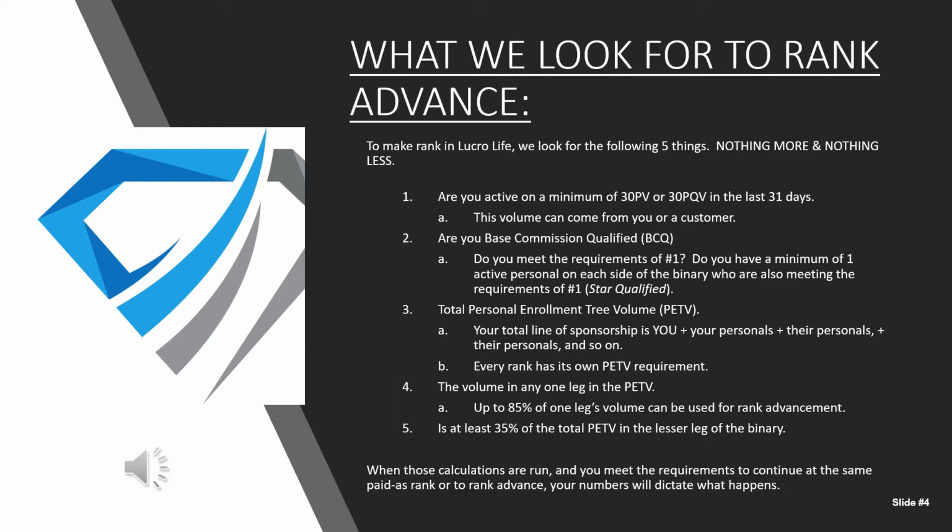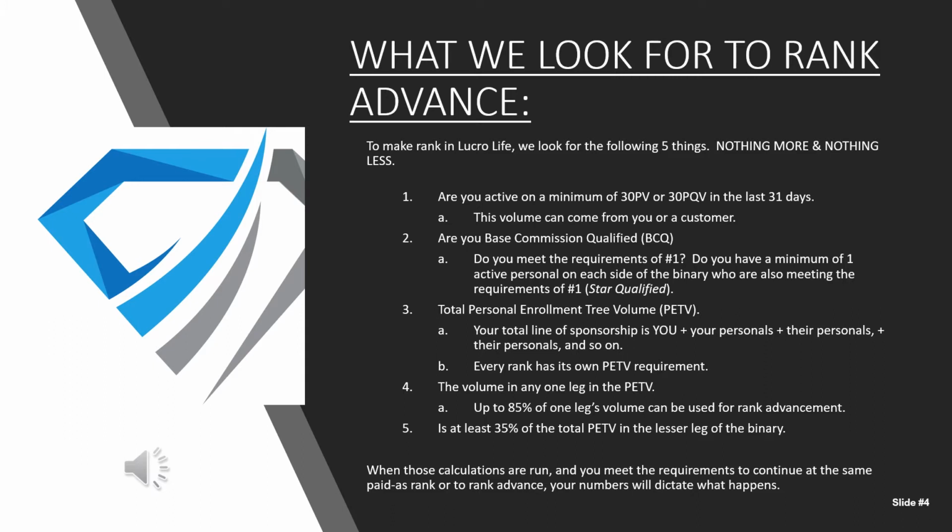The fifth thing that we look for is the binary leg weak side. So whatever the PETV number is, whether it's 500 or 10,000 or 50,000, 35% of that has to be on the weak side binary leg, and that's the standard formula that we use. So if you're looking for a Rising Star, which we'll talk about on the next slide, it's going to ask what's the 35% of 500? In this case, it's 175. So do you have 175 points on your weak side leg? If you do, then all these 5 things go into your favor. You earned it, and you will be rank advanced.